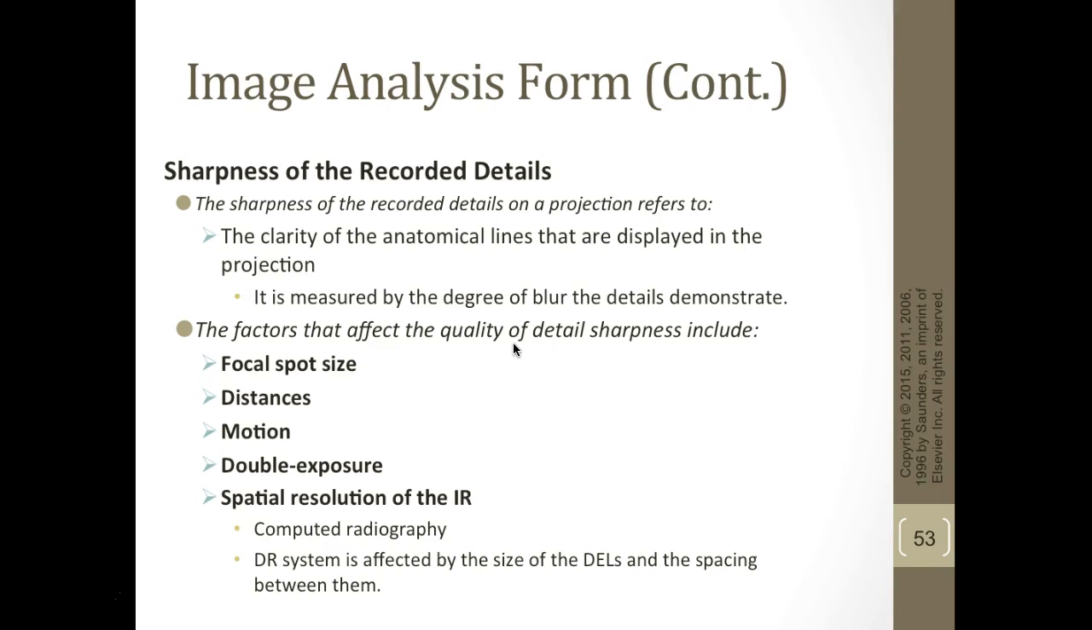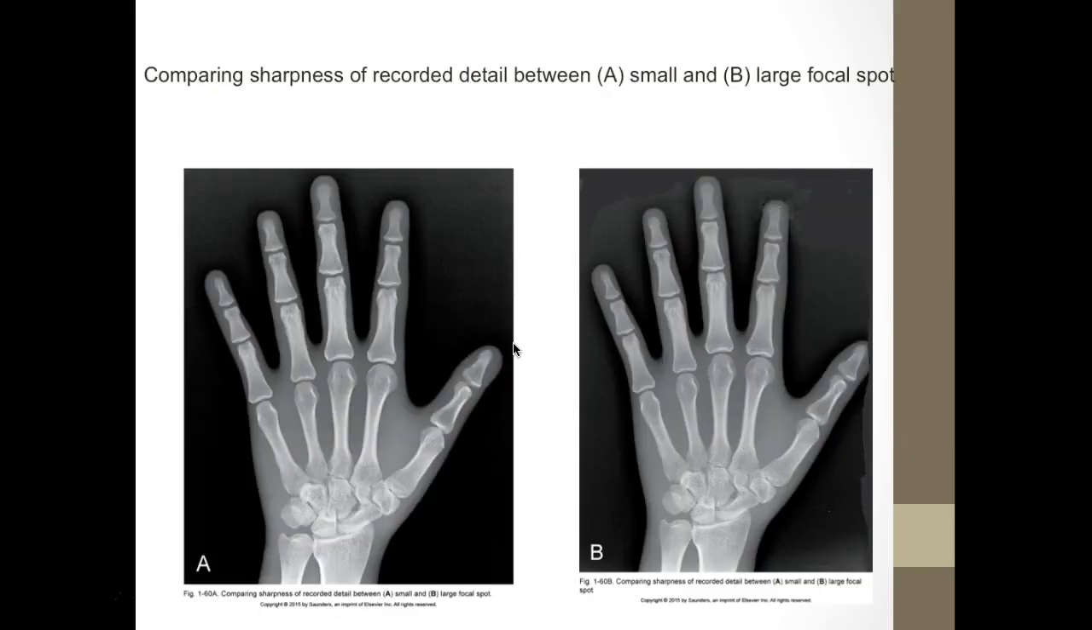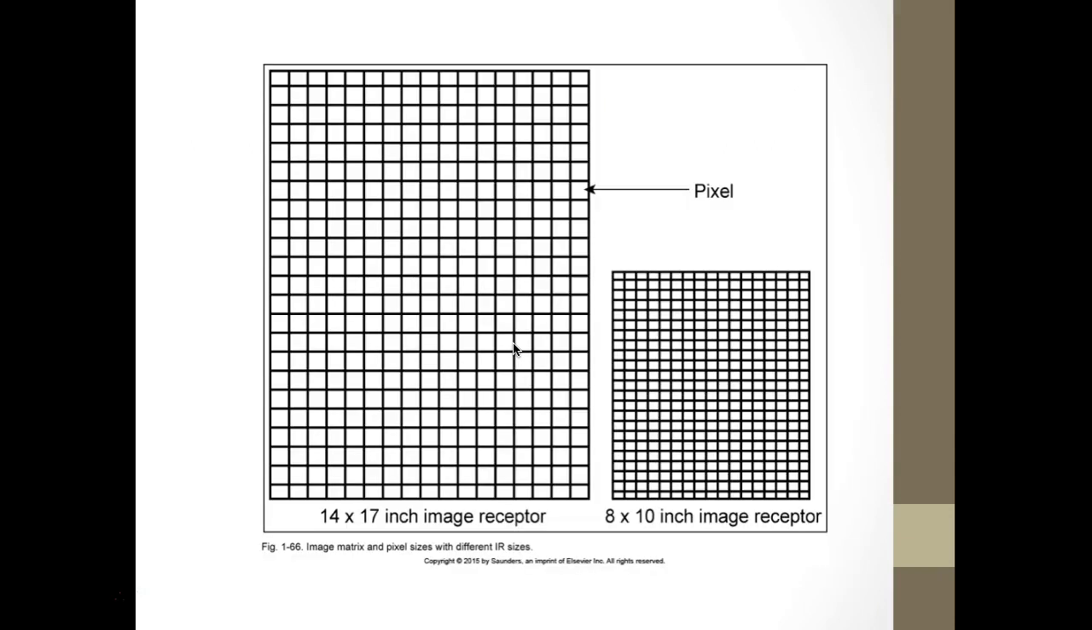The factors that affect the quality of detail sharpness include your focal spot size, your distance, so your SID, any kind of motion, the double exposure, that's a bummer. It happens. And the spatial resolution of the IR also. So if we're talking about CR versus DR and the DELs and your pixels and everything else. If we look here at the sharpness of recorded detail with your focal spot size, A is a small focal spot, whereas B has a larger focal spot. If you look closely, you can see your bony trabecular markings better on A. So you get better detail doing that.